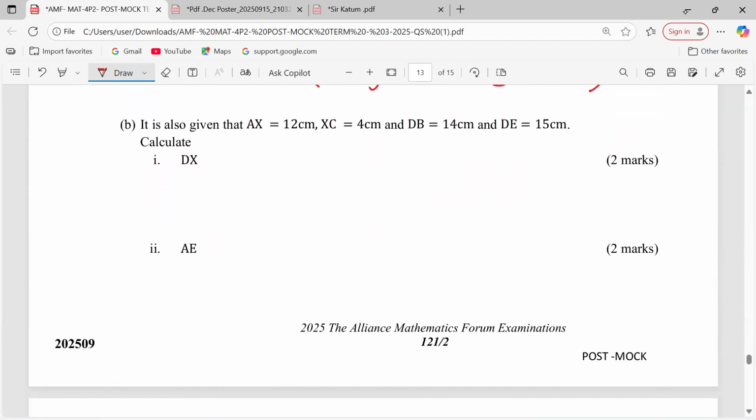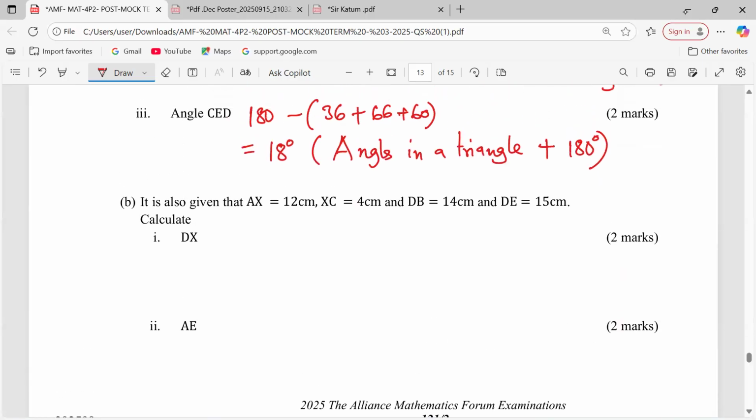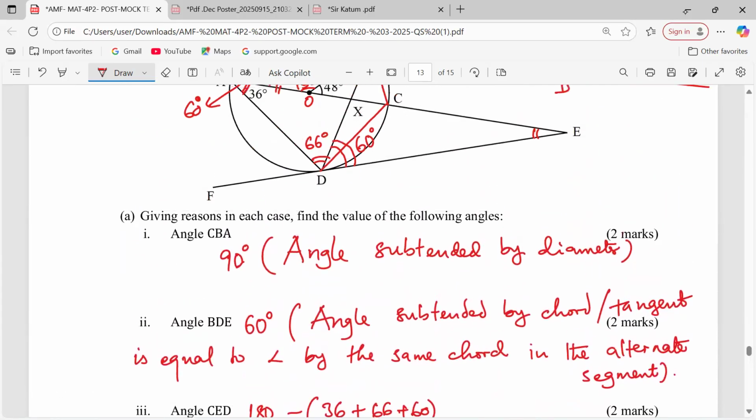Let's get to part B of this. In part B of this, what have we been told? It's also given that AX equals 12. That's now distances. CX equals 4, BD 14, DE 15. Calculate DX. So let's check AX 12.